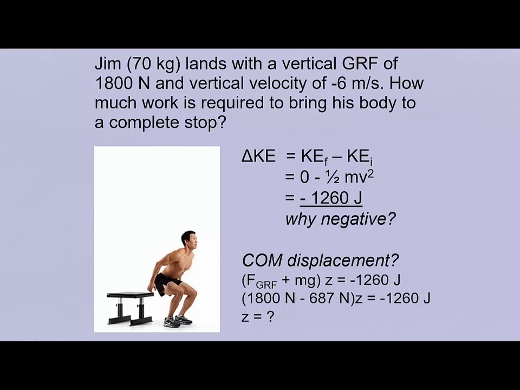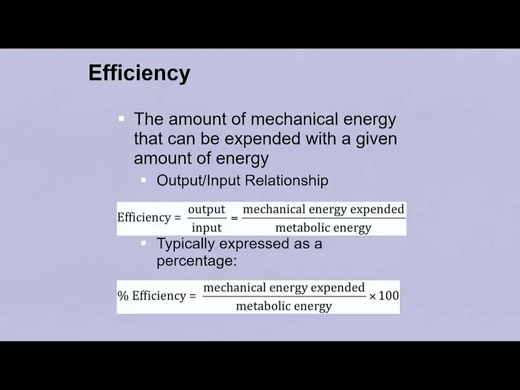And if you go ahead and pause this video, then I'll tell you the answer here, which is negative 1.13 meters. That's what you should have got if you did the math correctly. Okay, good. All right, so finally we'll talk briefly about efficiency of movement and economy.